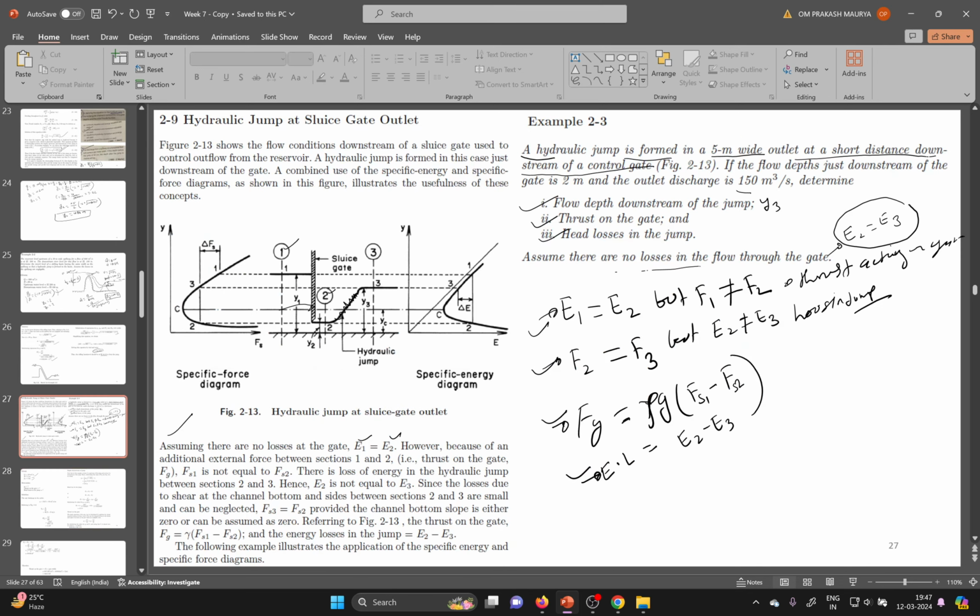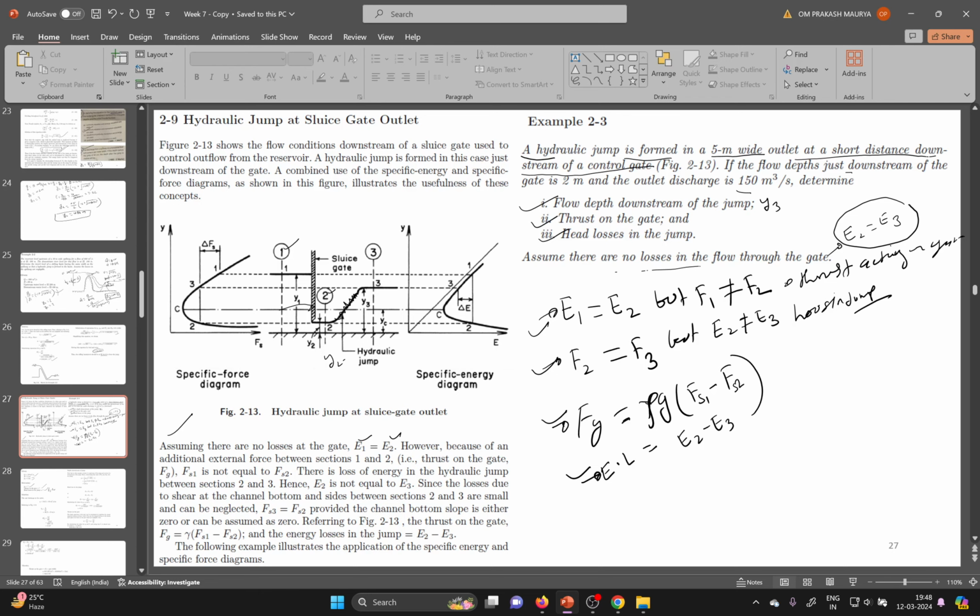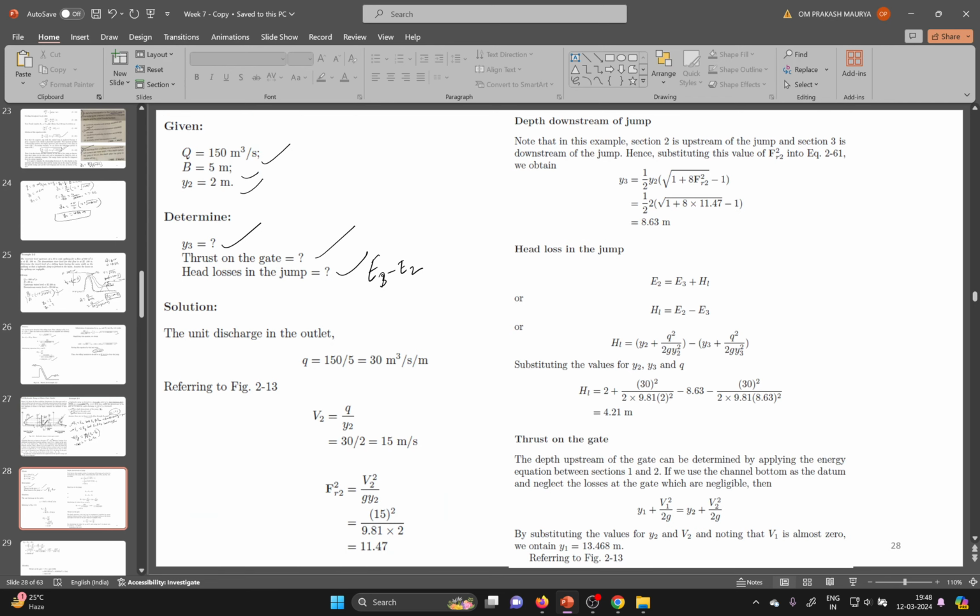If you see, the flow depth just downstream is given as 2 meter. Just downstream means y2. y2 is given, so 2 meter. Width is given as 5 meter and discharge is this. So what do you need to calculate in this question? Your y3, how much? Thrust on the gate and the head loss. So the formula is E3 minus E2, or E2 minus E3, because energy at E2 is more than E3.